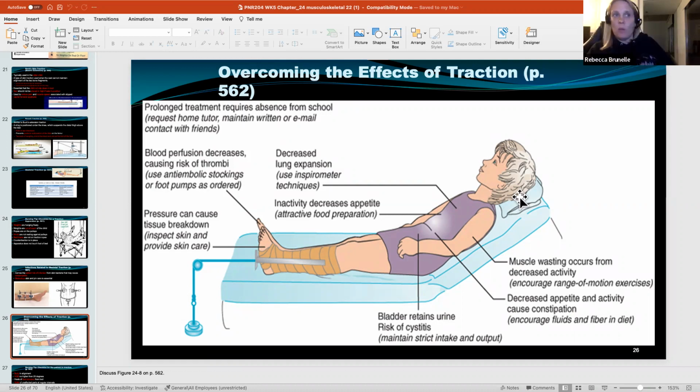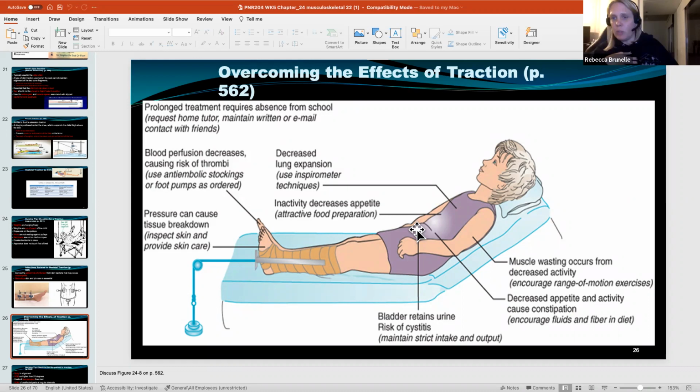So what sorts of things are you going to do to help this patient not have complications? Talked about the squeezer, the SCDs. What else are you going to do? Encourage activity in all other limbs. Yeah, so you're going to be encouraging range of motion in the other extremities.